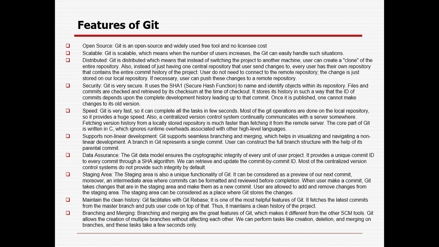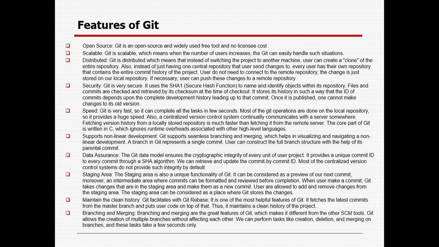Staging area: the staging area is also a unique functionality of Git. It can be considered a preview of our next commit, an intermediate area where a commit can be formatted and reviewed before completion. I will show you how the interaction happens. There will be a remote repository, and from the remote repository you can pull your code. Immediately it becomes your local repo, and from the local repo, with the help of the staging area, you will be working with the working directory. I will be showing pictures where you can easily understand it.